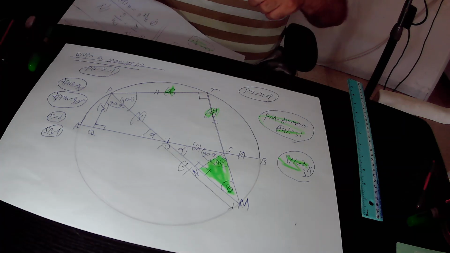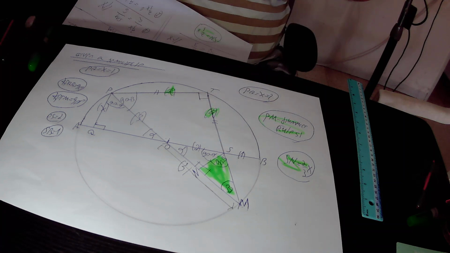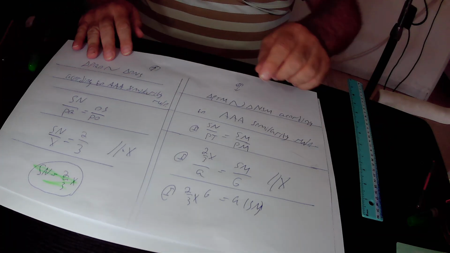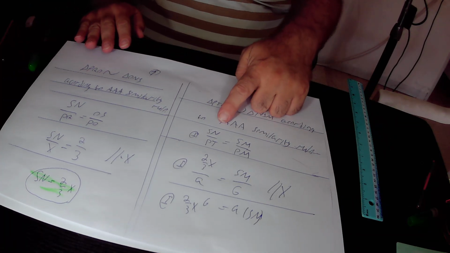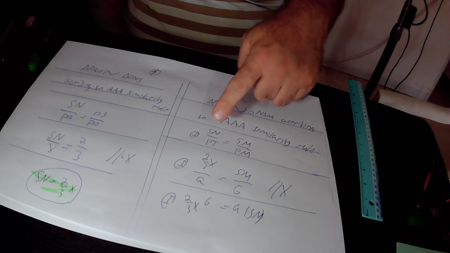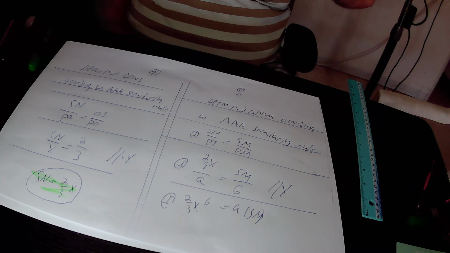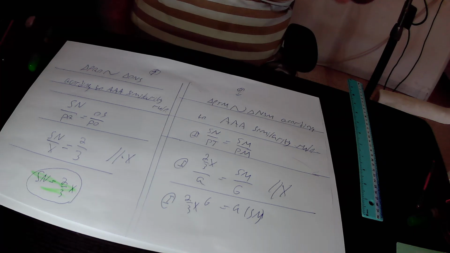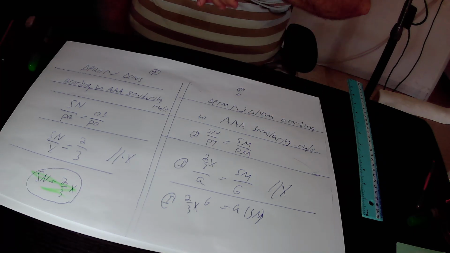Repeat again, from the fact that those two right triangles are similar to each other, we derive that the following relationship exists between their sides. We derive that side SN of the green right triangle NSM over side PT of the big right triangle PTM is equal to side SM of the green right triangle NSM over side PM of the big right triangle PTM.